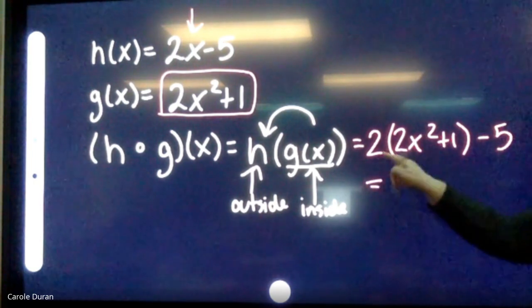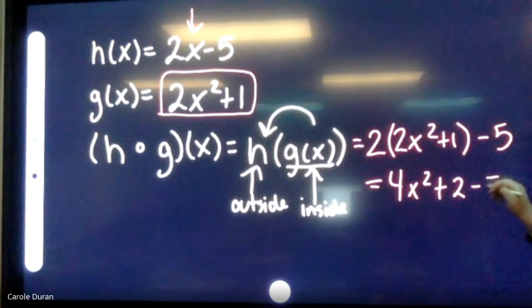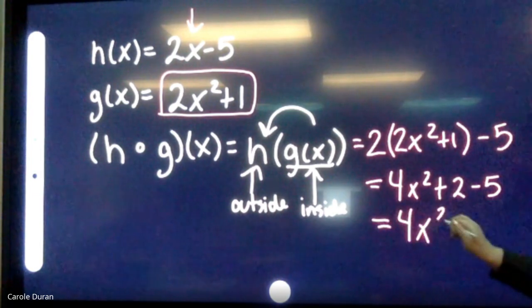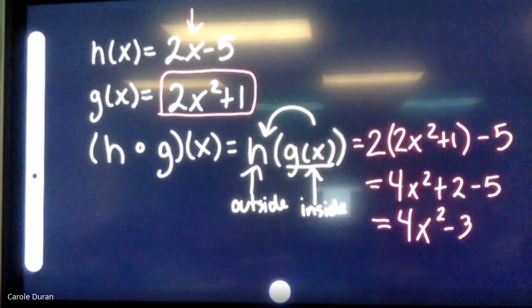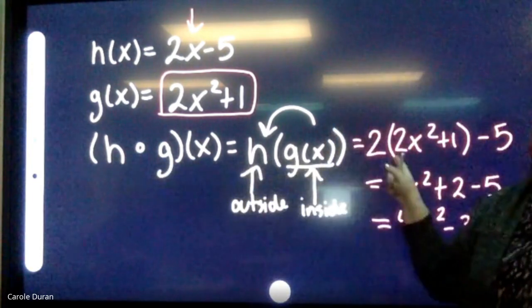So that means I distribute this 2. This becomes 4x squared plus 2, and then minus 5. I can combine the 2 and the negative 5. And when I do, I get 4x squared minus 3. And then I'm done. That is what composition of functions is. We take one function and plug it into the other. And as before, the order that is written in here is the same order that we must follow here.